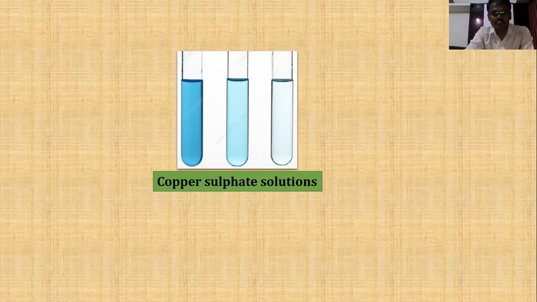So to describe how much solute is dissolved in a specified amount of solvent: here in all the three test tubes, the amount of solvent is the same, but the quantity of solute present in them is different. That is why the colors differ. As the amount of copper sulfate dissolved changes in the same volume of water, the intensity of color also changes. Here the intensity of color is clearly indicating that they contain different quantities of solute. Correct?